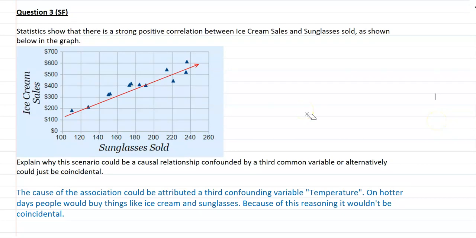If you think about a possible third confounding variable, I've said it could be temperature, because on hotter days people would buy things like ice cream and sunglasses. So if the temperature increases, ice cream sales increase. The temperature increases, sunglasses sold increases. So together you see that spurious relationship between the ice cream sales and sunglasses sold. And because of that reasoning, it wouldn't be coincidental.